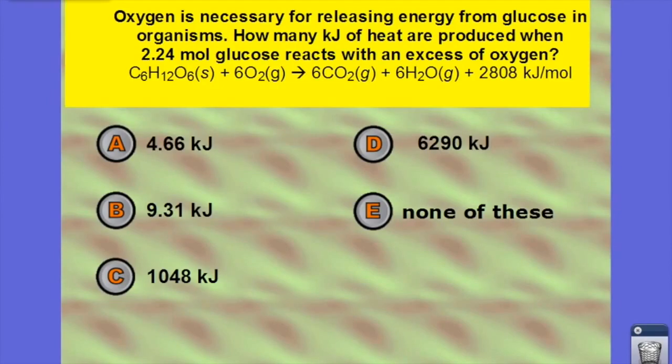Okay? All right. How about this one? Oxygen is necessary for releasing heat from glucose in organisms. How many kilojoules of heat are produced when 2.24 moles of glucose react with excess oxygen? From that balanced equation, this is the heat release for every 1 mole of glucose. So they just ask you for 2.24 moles. The answer is, calculators, let's go guys, let's go. What is it? D. It's just this number times 2.24. Is that right? All right. It's a mole to mole ratio.